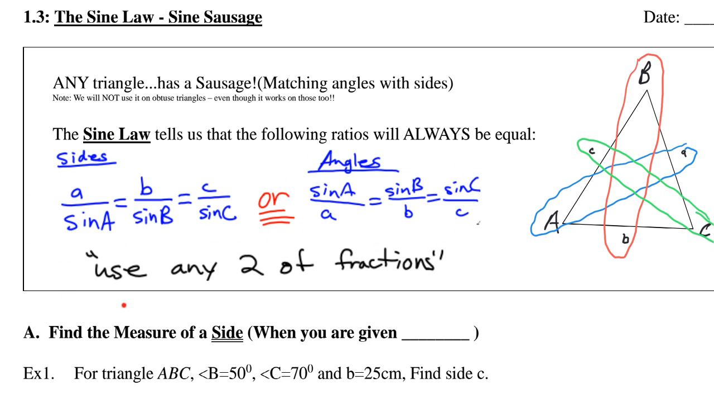And the best part about it is once you've decided what you're going to do, we could use any two of these. So maybe I could use sine A over A equals sine B over B, right? Or I could use sine B over B equals sine C over C. Or, if I was looking for sides, I might have A over sine A equals C over sine C. We use any two of those fractions. And the key is to find a number and an angle that have all the numbers in it. And that allows us to bring all this stuff together.